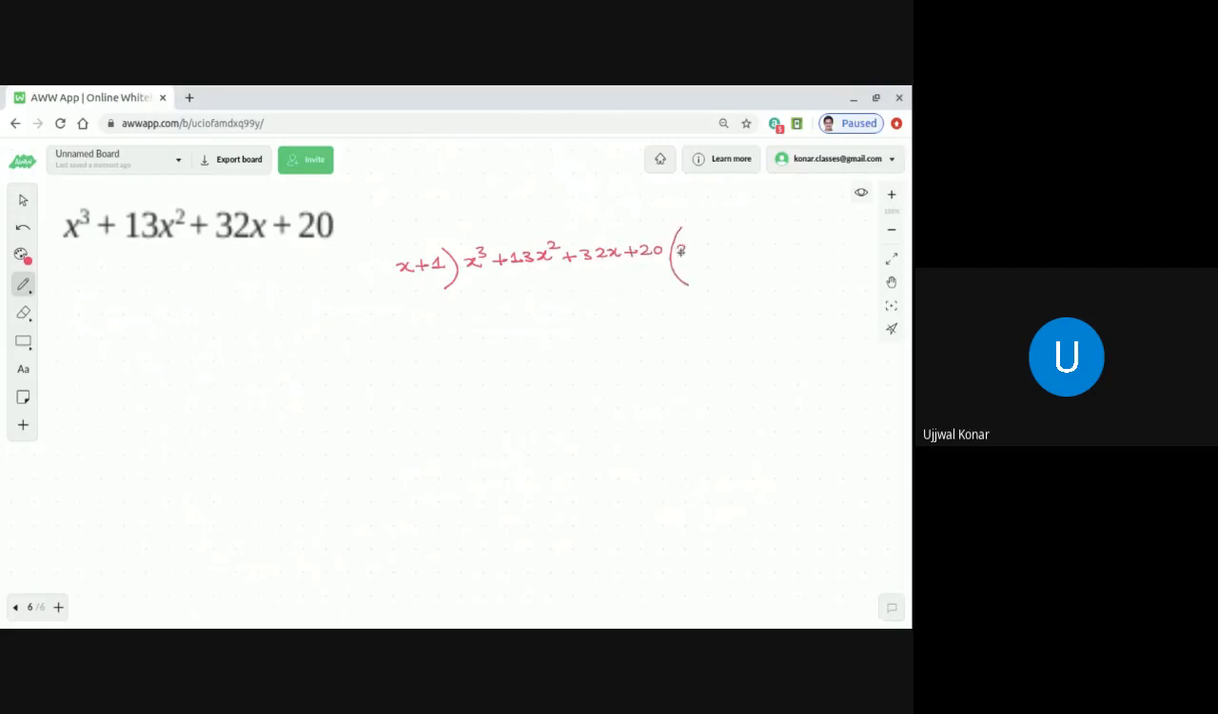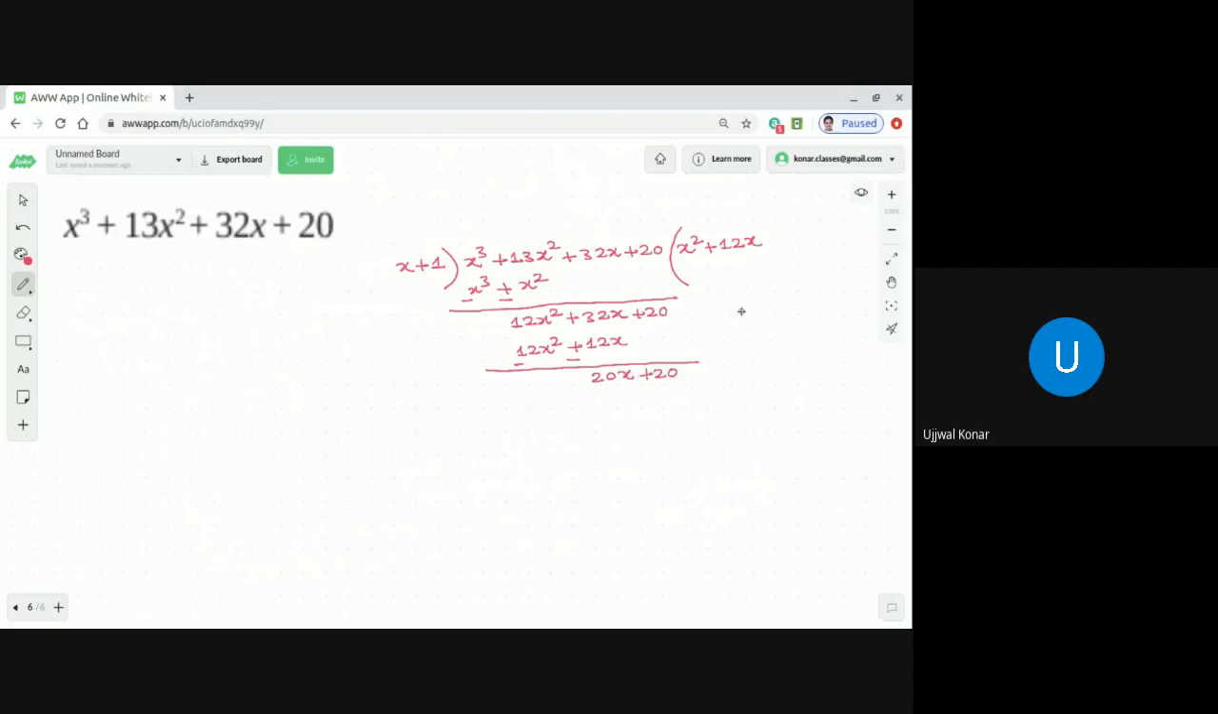What you will do? Here you will write x square, no? So that we will get x cube plus x square. Then minus, x cube got cancelled, so you get 12x square plus 32x plus 20. So what will you do here? Plus 12x. So then what are we going to get? 12x square plus 12x. Correct or not? Then minus, 12x square got cancelled. 32x minus 12x is 20x.